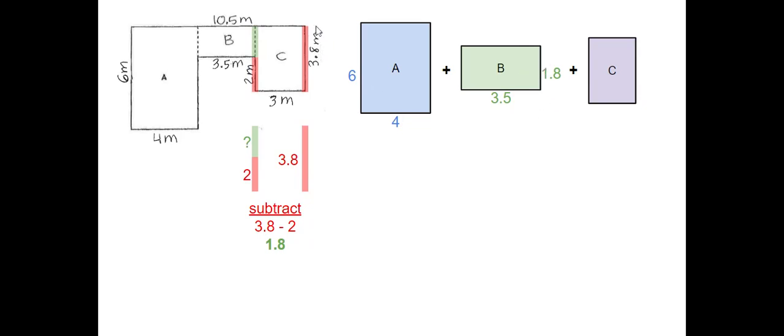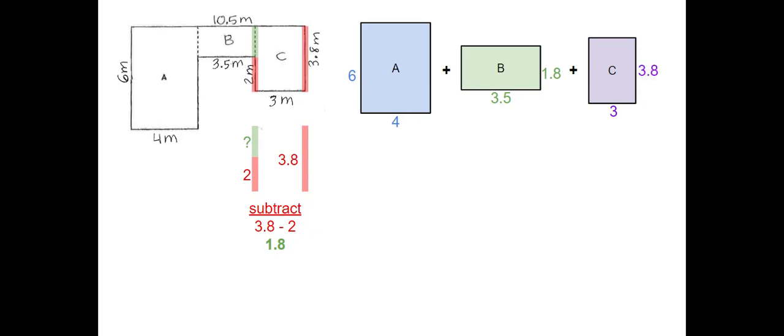Okay? And again, if this is 3.8, we know this is also 3.8. So from here to here is 2. So 2 plus what equals 3.8? Just subtract that and you'll find the missing piece. Label your drawing. Okay, now for C, it's a little bit simpler. This is 3 and this is 3.8. So they were both given to you.